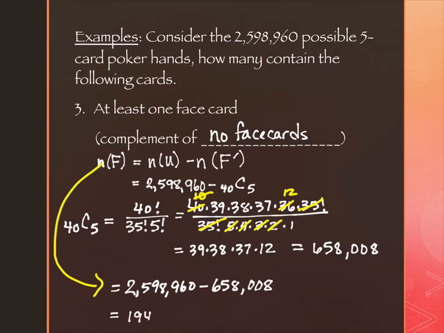1,940,952. Almost 2 million: 1,940,952 hands. This is how many hands will contain at least one face card. That's still most of them. It's about 2 million out of the 2.5 million that contain at least one face card. It's far more unlikely to not have any face cards than it is to have at least one.